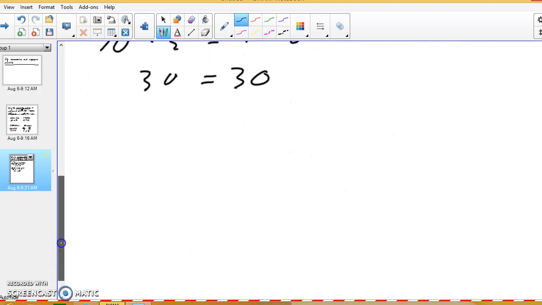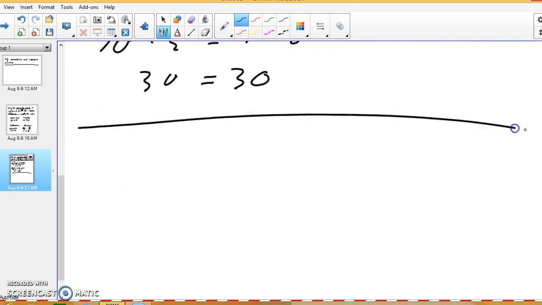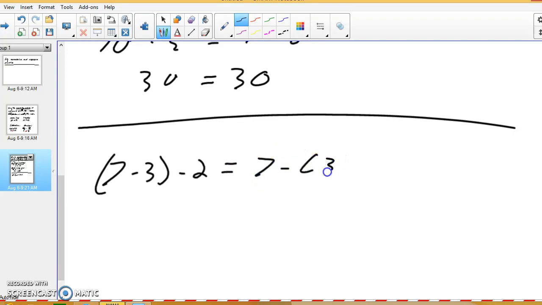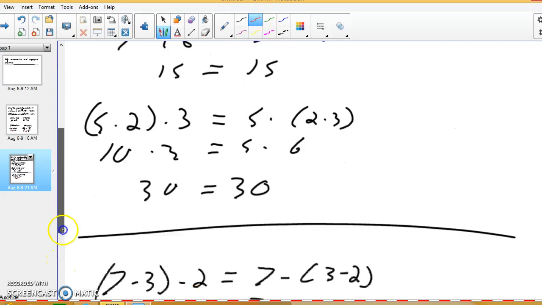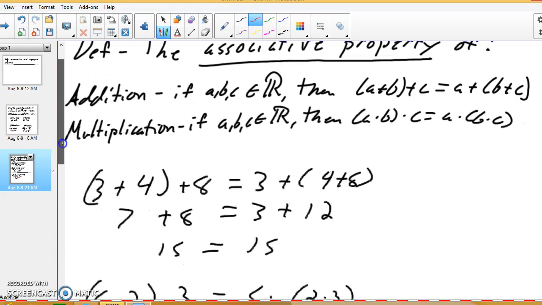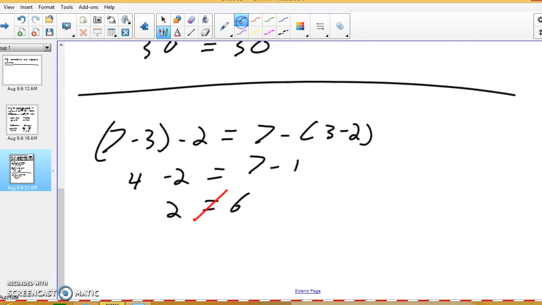That is what the associative property does for us. And again, similarly, this would not work for subtraction because say we had (7 - 3) - 2, that would not be equal to the same as 7 - (3 - 2), because 7 minus 3 is 4, minus 2 is 2. But 7 minus (3 minus 2) is 7 minus 1, which is 6. Well, 2 does not equal 6. So again, the associative property does not work for subtraction.